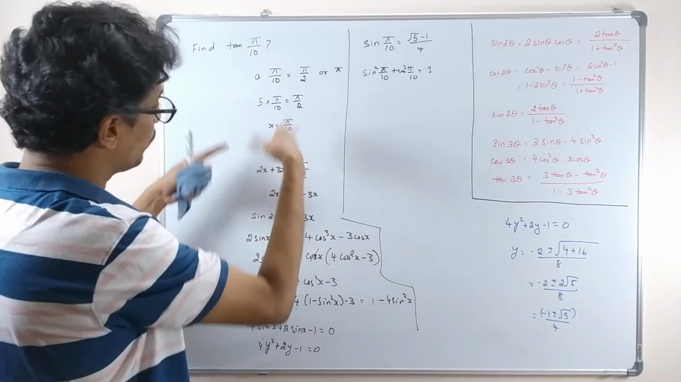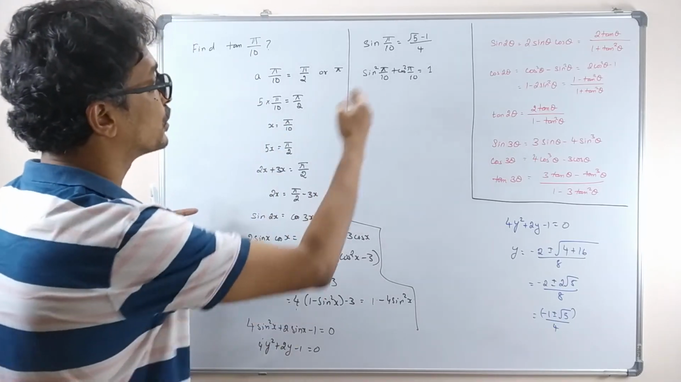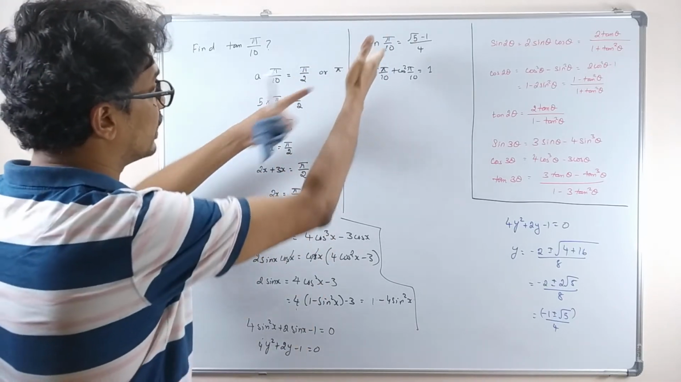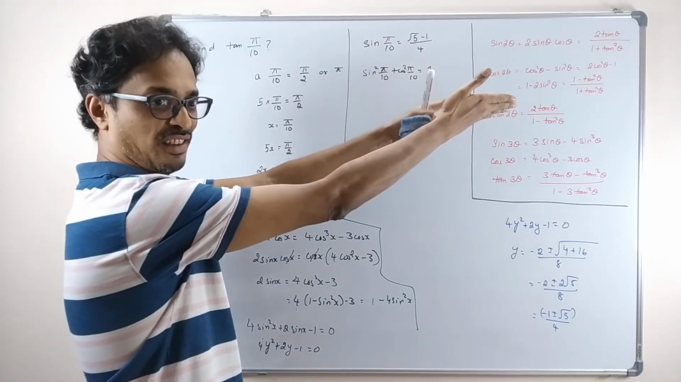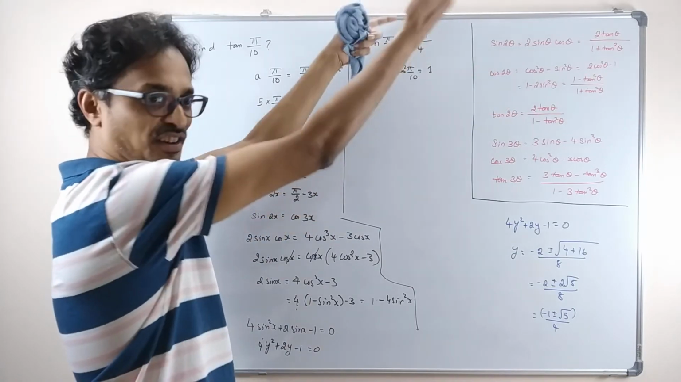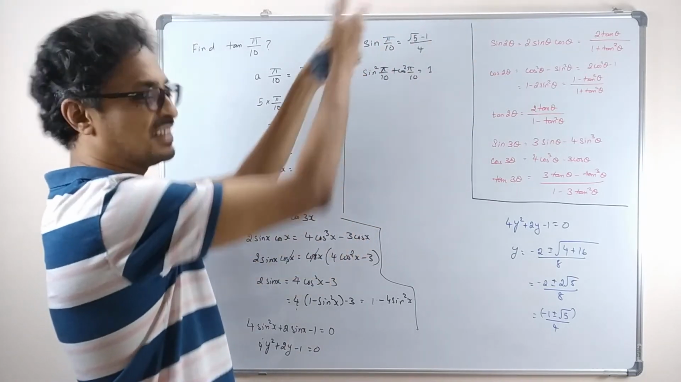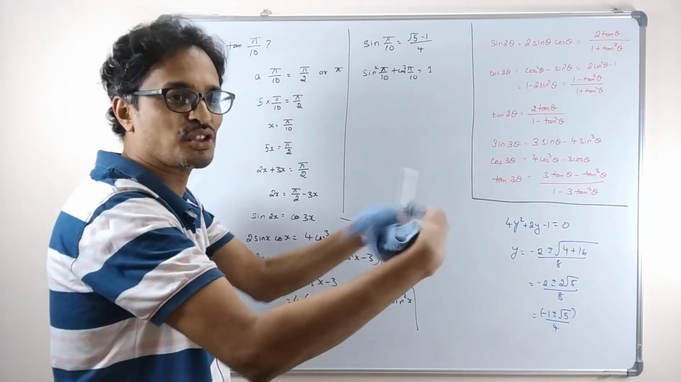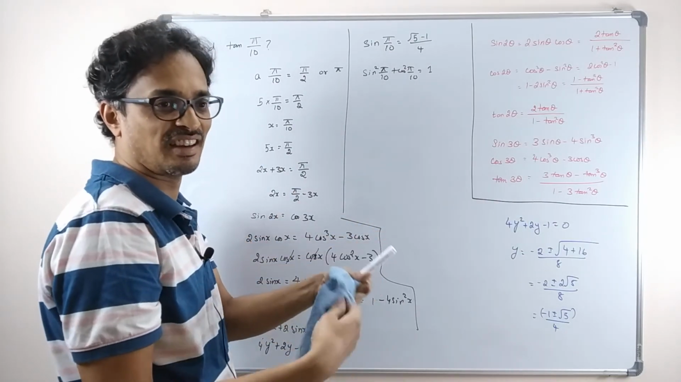And you can actually keep on finding more and more angles, because once you find out, say, pi by 10, then this also is a known angle for me. Then I can use this angle also, along with the standard angles, to find out more. So you can keep on finding all possible combinations of trigonometric angles.